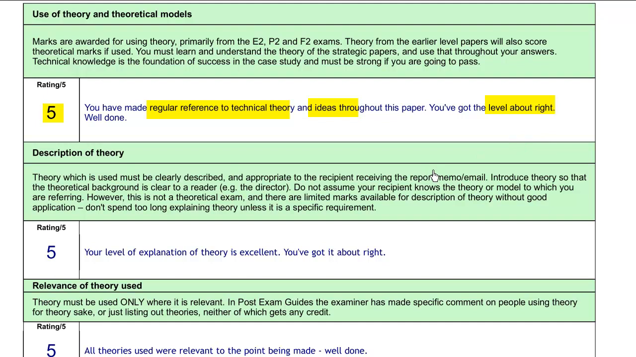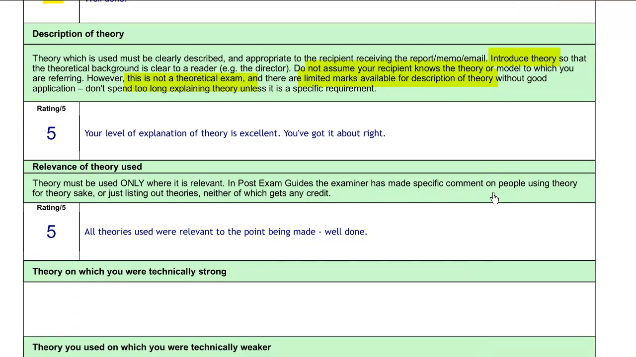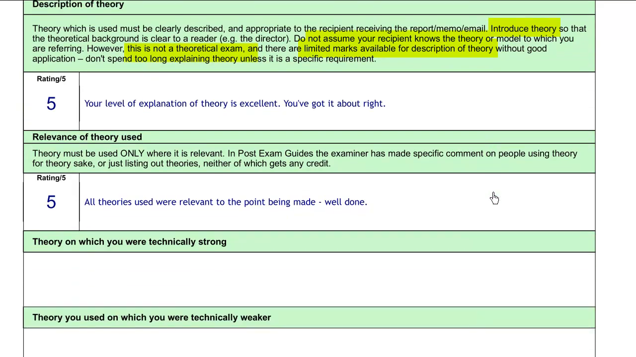In fact, our next criteria relates to that description of the theory, which is it should be an introduction of that theory. Don't assume your recipient knows the theory. They probably won't, or even if they did, if you imagine a couple of years' time, you probably forgot most of the theory you're learning as part of your CIMA studies. So even if you're writing to a qualified accountant, they've probably forgotten it, and a bit of a reminder wouldn't do them any harm. This is not a theoretical exam. Limited marks available for description of theory. So again, it's about getting the balance right, explaining it in about a paragraph, then moving on and analysing.